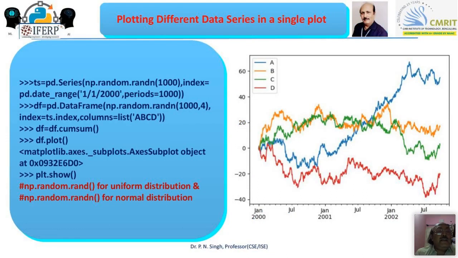Like that, if you take some random values just to display a different series of data, you have taken 1000 random numbers, and the range starts from 1 1 2000 with 1000 periods, so it will be divided into 1000 dates and times, because the date field has a very good feature. From 1 1 2000, if you divide all the days into periods, those days will be subdivided into 1000 segments of time. By that you display the total size of random numbers you have taken, not the actual numbers, and you are displaying the plot.